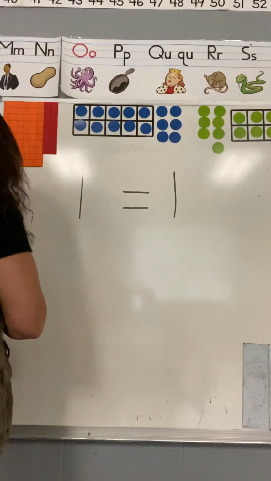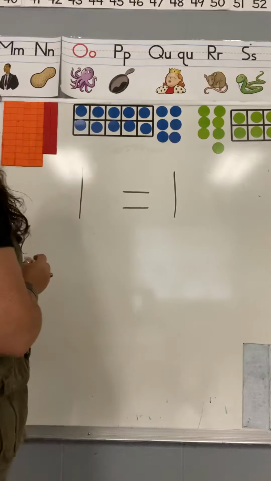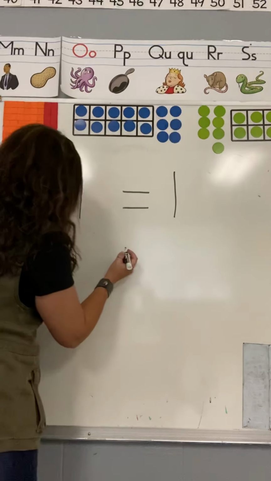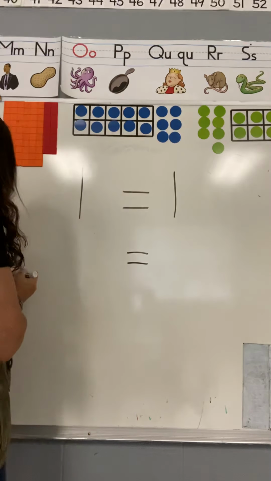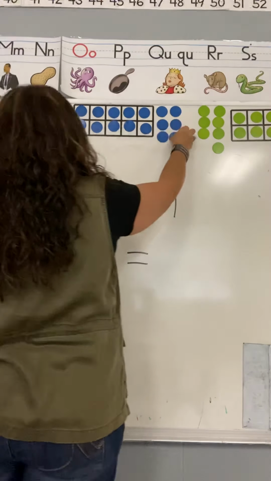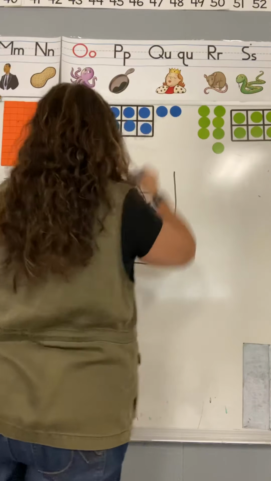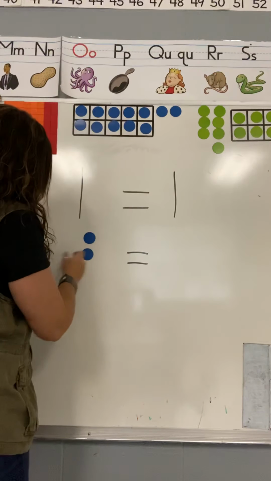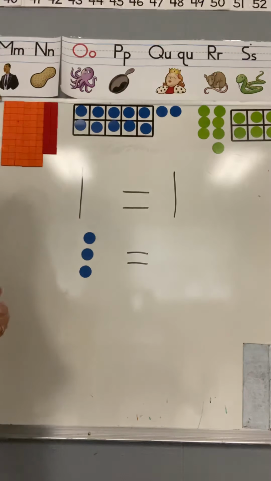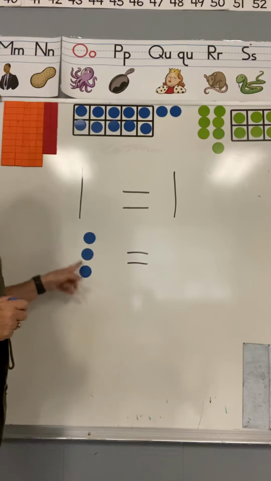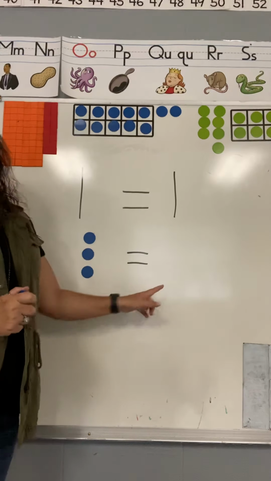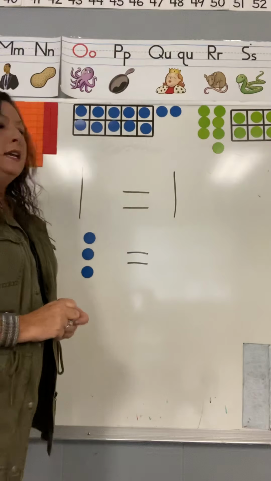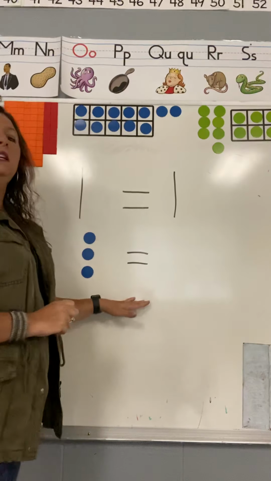Okay, so let's try another one. Let's put an equal sign here, and I'm gonna put some circles. So say I do 3 circles. I'm gonna have 1, 2, 3 circles. Okay, so I have 3 circles on this side, right? 1, 2, 3. Okay, if I have 3 circles on one side of the equal sign, what do I have to have on the other side of the equal sign to make sure that this statement is true?